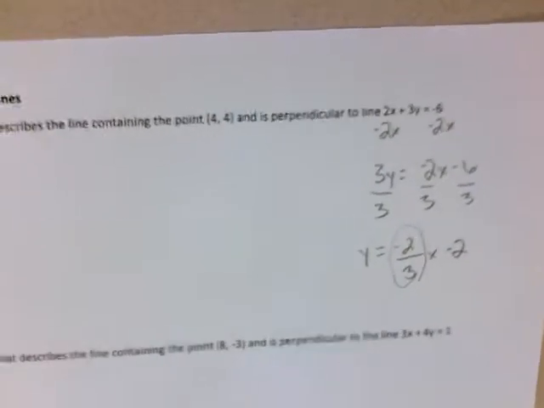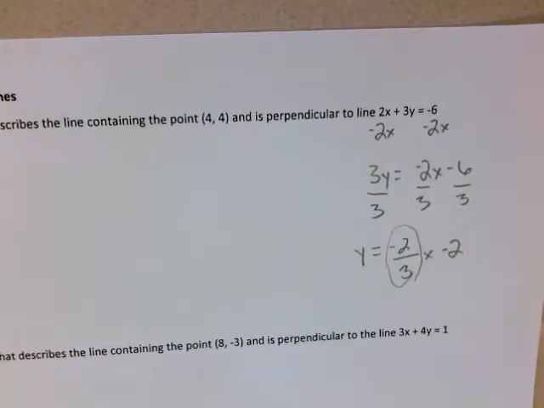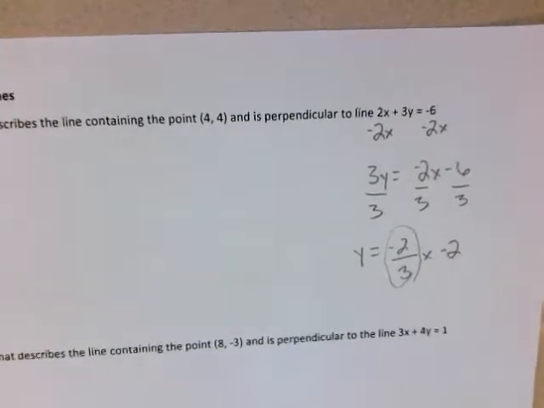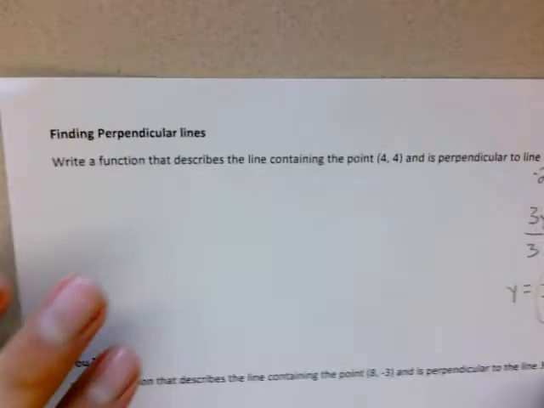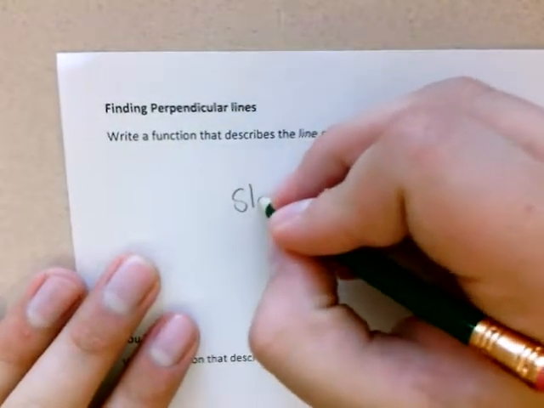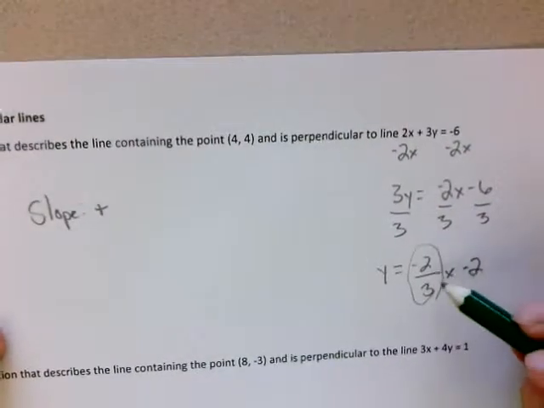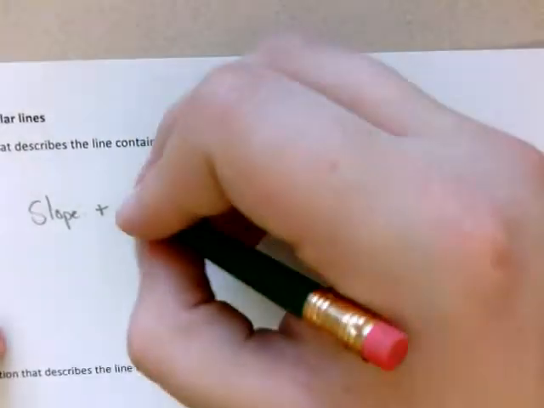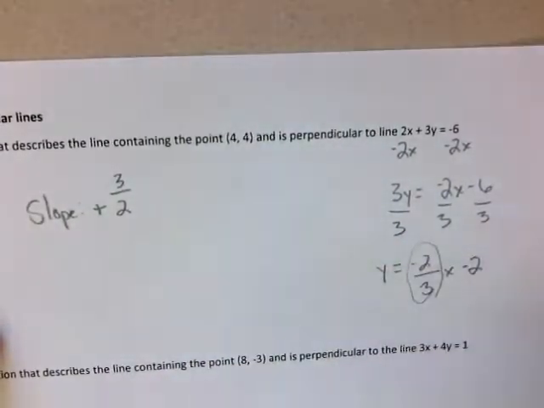Now, parallel lines mean they have the same slope. Perpendicular lines mean opposite reciprocal, which means flip the fraction and flip the sign. This is negative, so our slope is going to be positive. Since this is negative, this one's positive. This is 2/3, flip it. It becomes 3/2. Okay? That's what opposite reciprocal means.